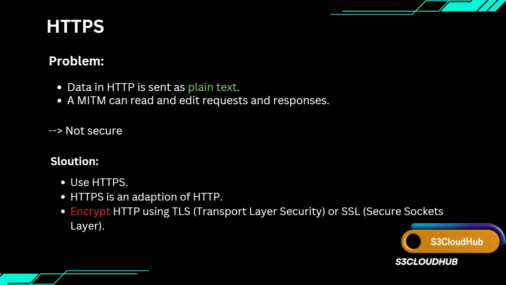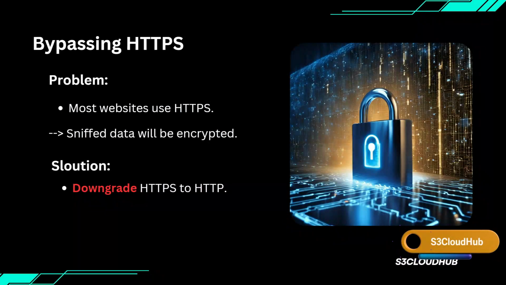However, most websites now use HTTPS, which secures data by encrypting it, making it unreadable to anyone trying to intercept it. HTTPS uses the SSL or TLS protocol to do this, making it extremely difficult for attackers to break through. Since breaking HTTPS encryption is complicated, the easiest way around it is by downgrading the connection from HTTPS to HTTP. This allows us as the man in the middle to intercept and read the data in plain text.